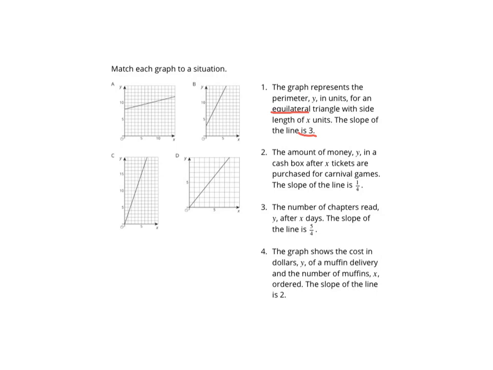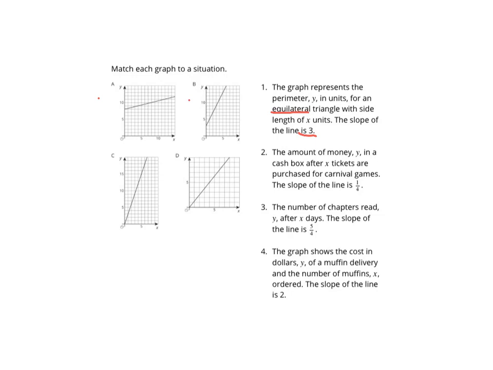The other thing we know is that if you have a side length of 0, you don't have a triangle, but you don't have any perimeter either. So it's going to be proportional. And that helps us narrow it down because you'll notice that A and B are not proportional relationships. They're linear, but they don't pass through 0, 0. So our choices are C and D.